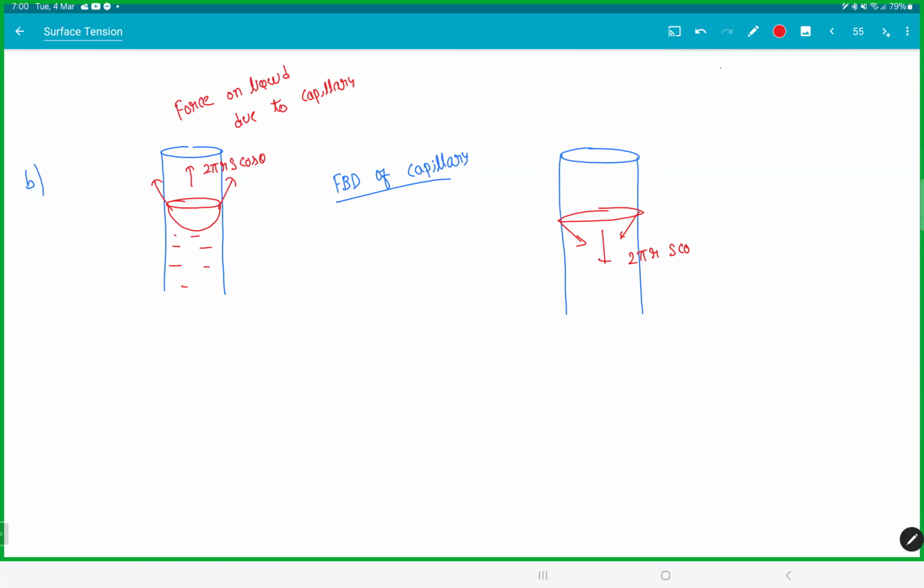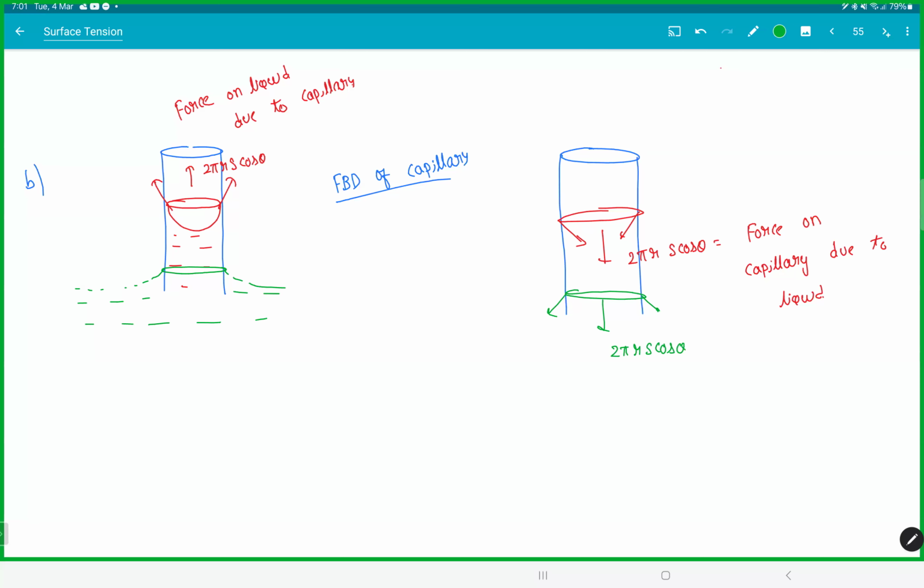2 pi r s cos theta. This is force on capillary due to liquid. Makes sense? So liquid is pulling it up, but this is where people forget. There is one more meniscus. If you look at the liquid outside, it is also forming a capillary meniscus there. So there is one more meniscus here, which is actually dragging this way. That is also 2 pi r s cos theta, assuming the pipe is thin.